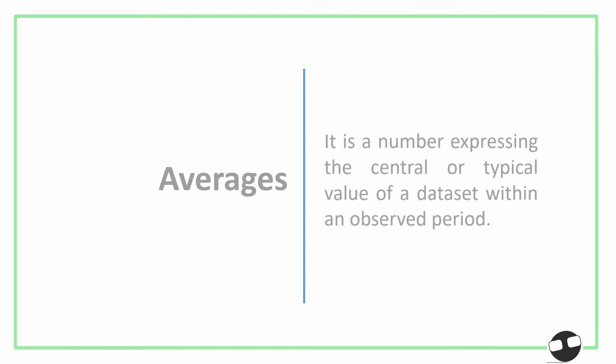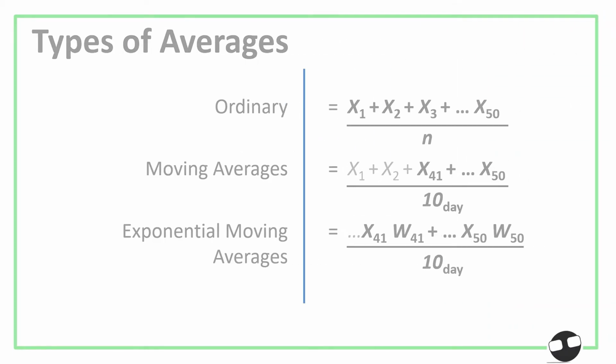So first, what is average or averages? It's actually a number expressing the central or typical value of a data set within an observed period. So here we're looking at three types of averages. We have the ordinary, we have the moving averages, and the exponential moving averages, or EMA. So the first one, we have the ordinary average, which is computed by getting the sum of all the observed prices divided by the number of observed period.